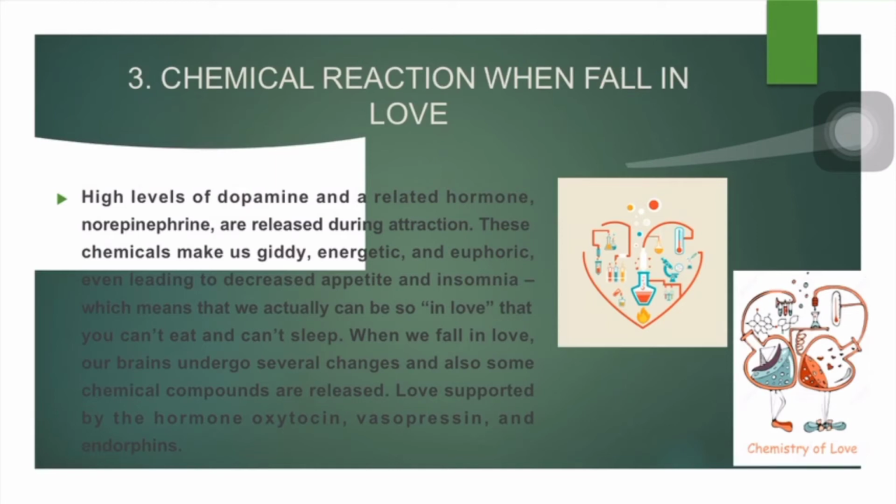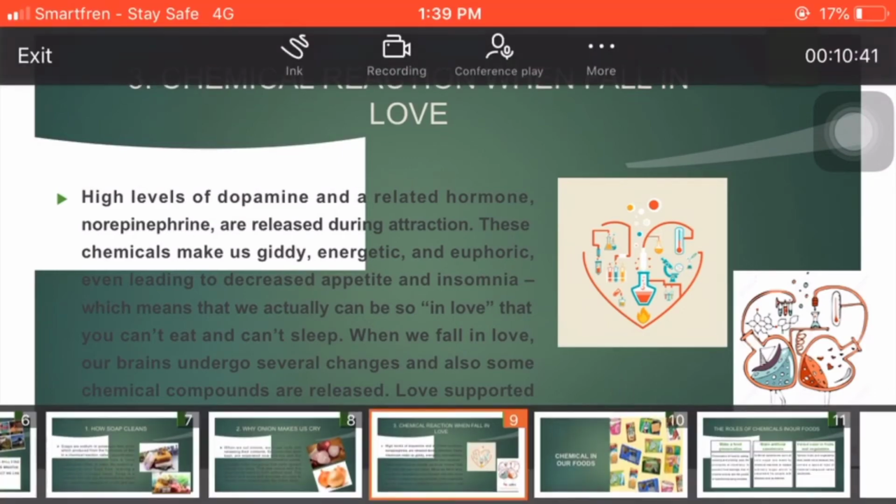And when we fell in love, our brains undergo several changes and also some chemicals compounds are released. Love supported by the hormone oxytocin, vasopressin, and also endorphin. That is why, in chemical way or in chemistry way, falling in love can be explained.